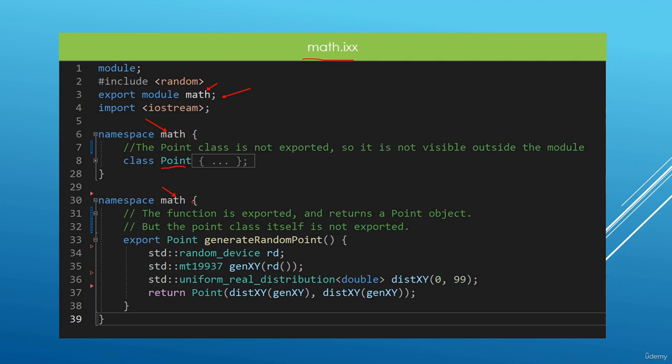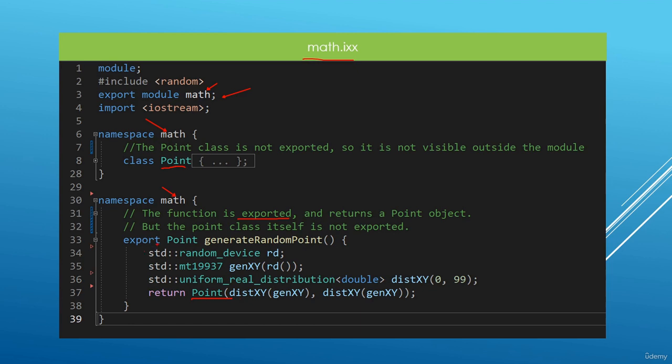We have another namespace block. The function is exported and returns a point object, but the point class itself is not exported. So what do you expect to happen if somebody calls the generate random point function here? The body of the function is not really important. The important thing is that it returns a point.